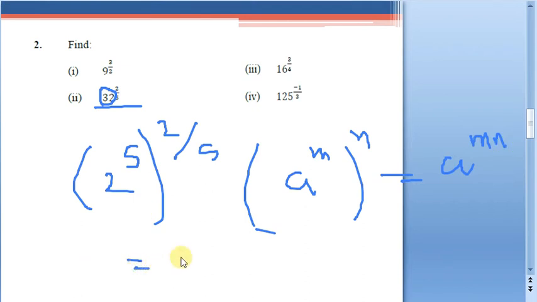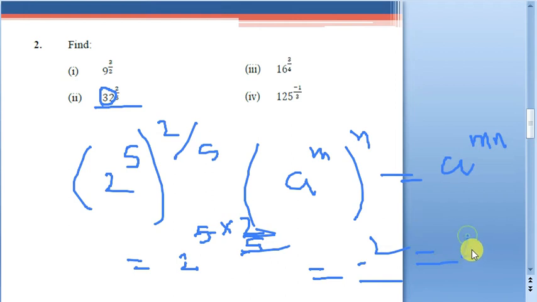So that is why 2 power 5 into 2 by 5. So in place of a, compare the things always. Okay. In place of a, 2 is there, in place of m, 5 is there, in place of n, 2 by 5 is there. Just cancel this 5 and 5, 2 square, which is nothing but 4, is going to be your answer. So the answer for this one is going to be 4.